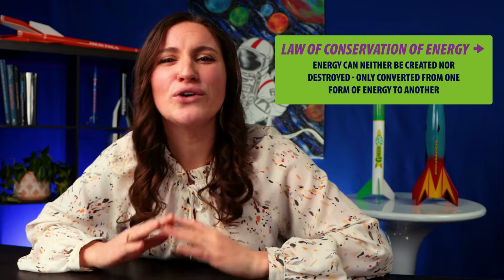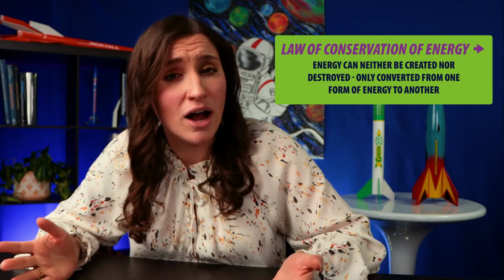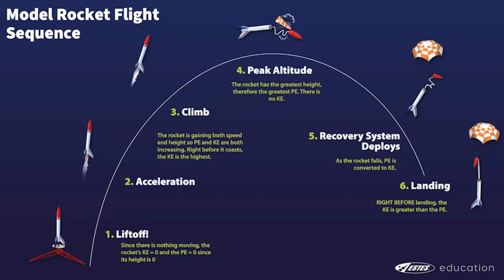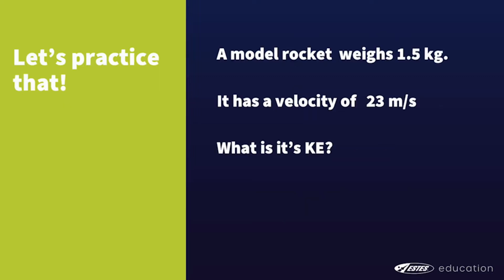The law of conservation of energy states that energy is never created nor destroyed. It's just transformed. In a model rocket, for example, gravitational potential energy is transformed into kinetic energy. Kinetic energy is the energy of motion. The model rocket flight sequence is the perfect example of the law of conservation of energy, as you can see from the graphic here. If you're looking for additional resources, be sure to check out the potential and kinetic energy slide presentation that's included when you download this unit plan.